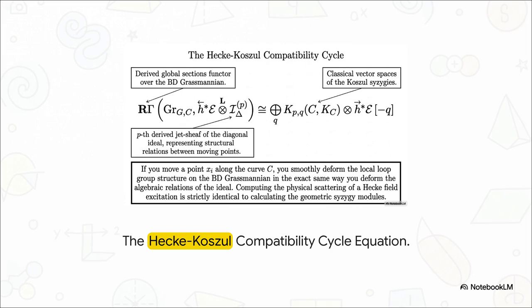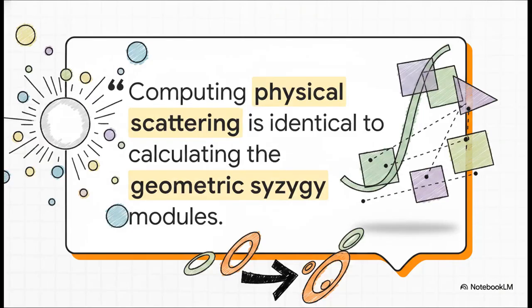It physically shows that moving a point along the curve smoothly deforms both the local loop group structure and the algebraic relations in exact, mathematically rigid unison. This whole mathematical journey leaves us with a pretty profound realization. Through the Adelic Langlands program, computing the scattering of a Hecke field excitation is mathematically identical to calculating the geometric syzygy modules of a curve.